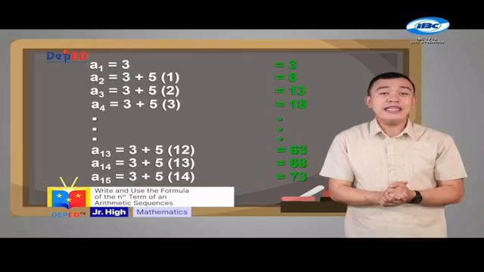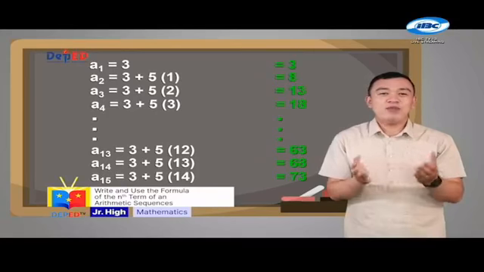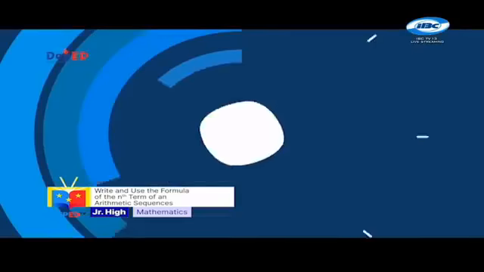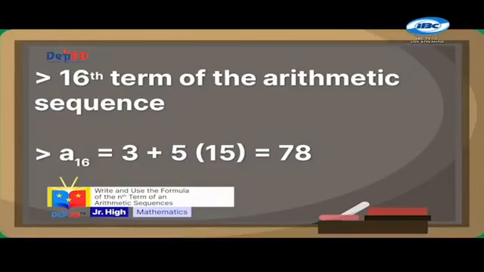Moving forward, we will have a sub 13 is equal to 3 plus 5 times 12, that is equal to 63. Our a sub 14 will be equal to 3 plus 5 times 13, which is equal to 68, and our a sub 15 is equal to 3 plus 5 times 14, that is equal to 73. Thus, if we find the 16th term of the arithmetic sequence, then a sub 16 is equal to 3 plus 5 times 15, that is equal to 78.